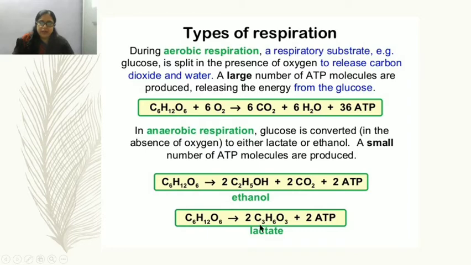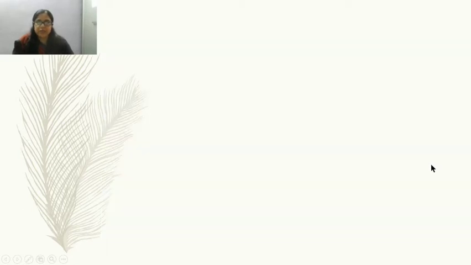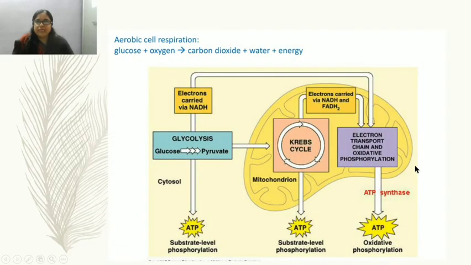They are formed in the cell, but there is no release of carbon dioxide here, and 2 molecules of ATP are formed, and the product which is formed is lactate. So understood, children? This is anaerobic respiration. Now we'll see the different steps involved in aerobic cell respiration.